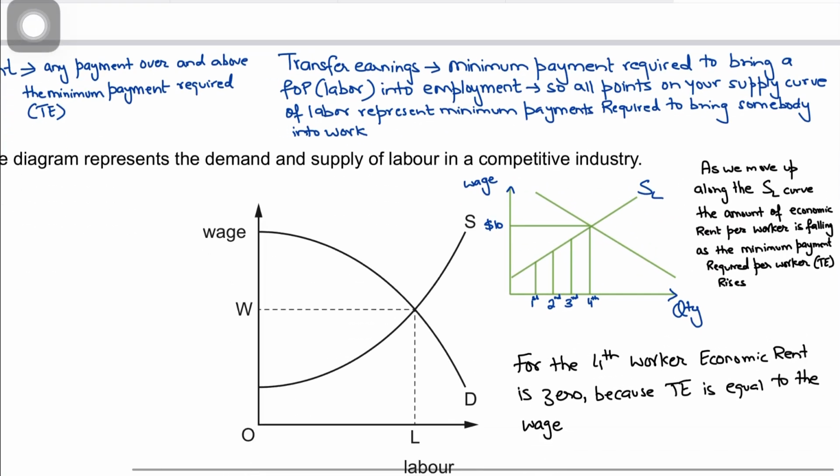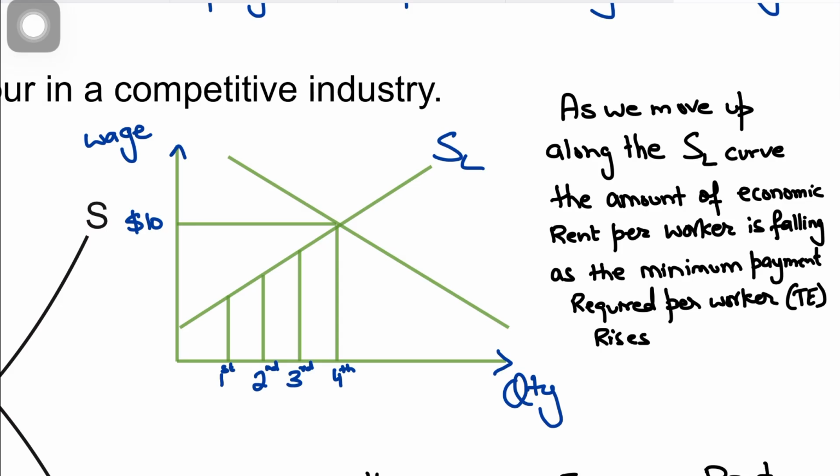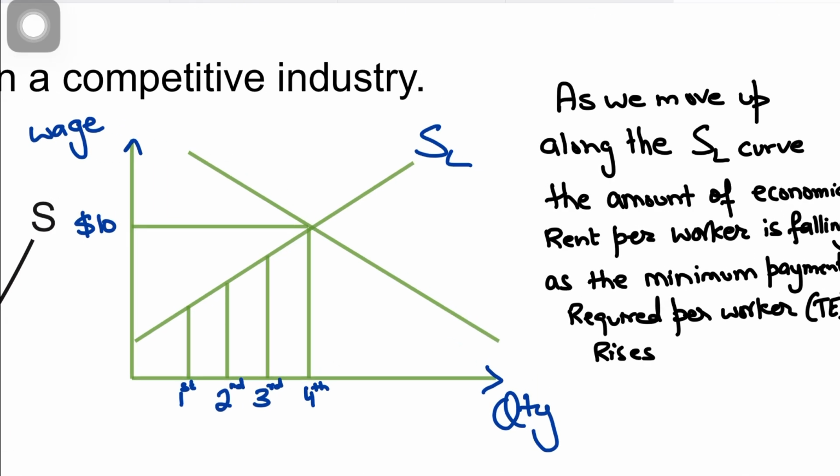Now, what I was trying to say is that if this is your labor demand and supply diagram, and for this first unit of labor the minimum required to bring him into work is, let's say, $5, but the market wage rate is $10, then all this vertical distance represents your economic rent.